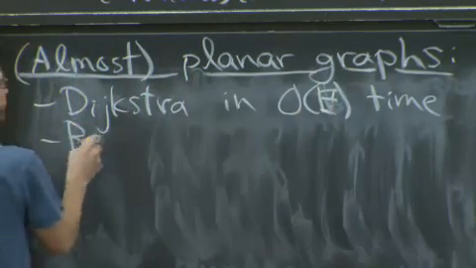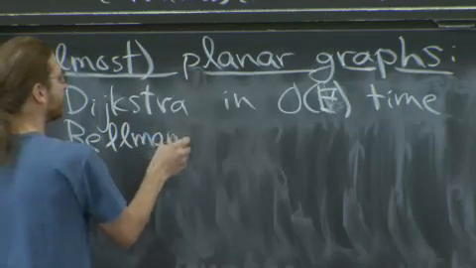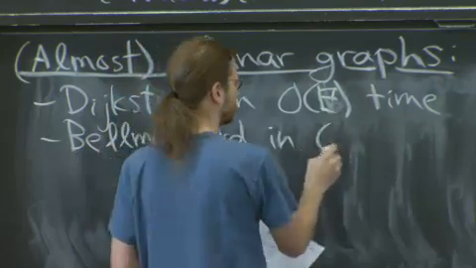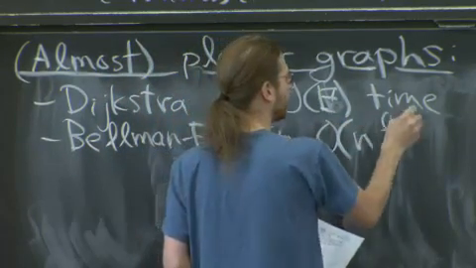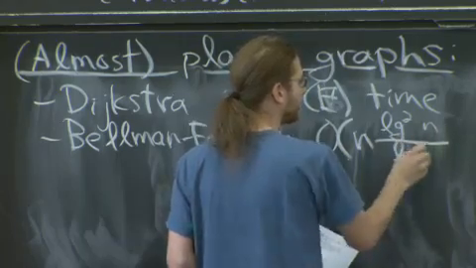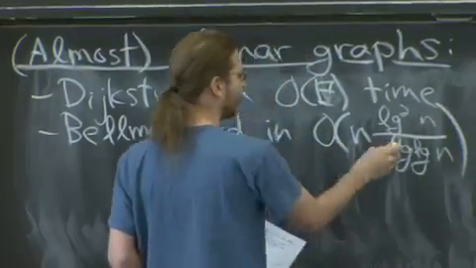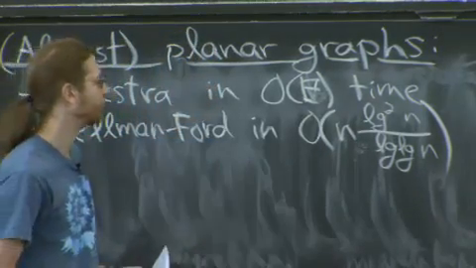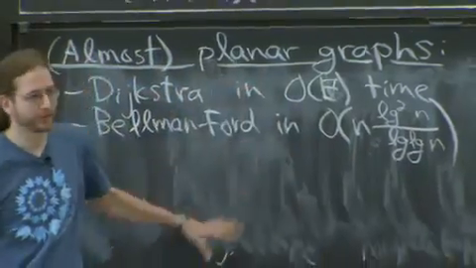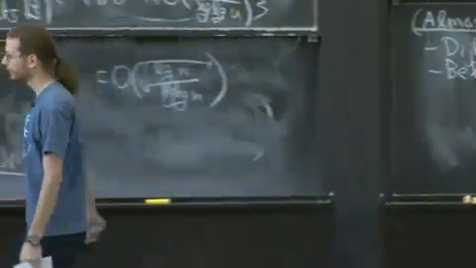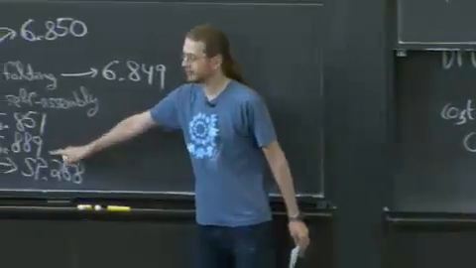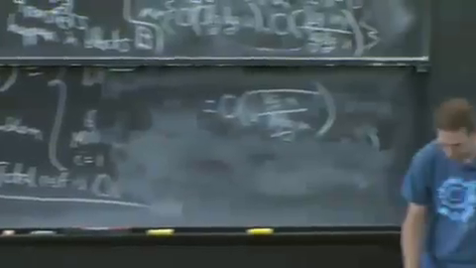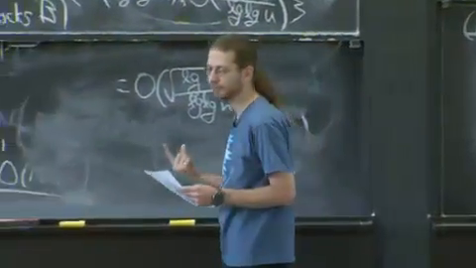More impressive is you can do it with negative weights, the equivalent of Bellman-Ford, in almost linear time. So some log factors. Log squared n divided by log log n is the best bound known to date. That's a result from last year, so it's still work in progress. If you're interested in this kind of stuff, you should check out the videos for the class we just taught, 6.889.